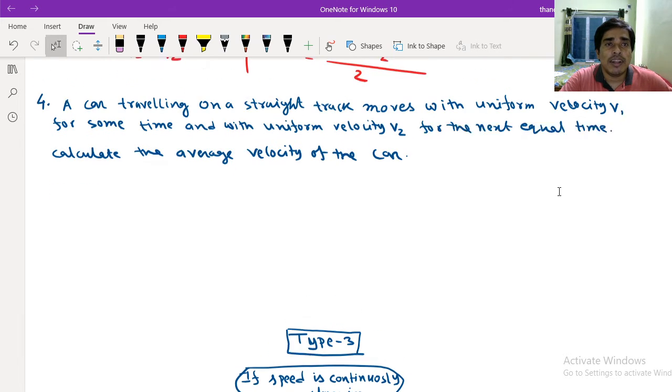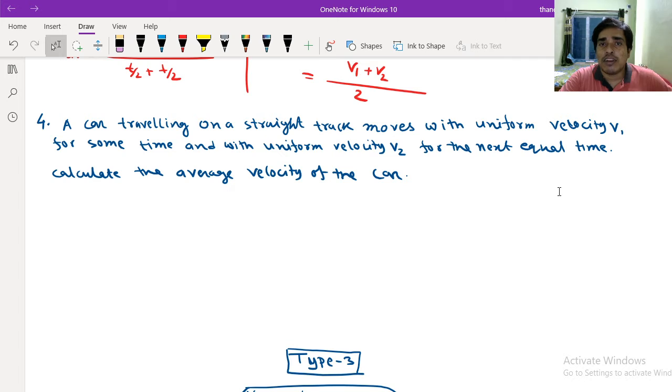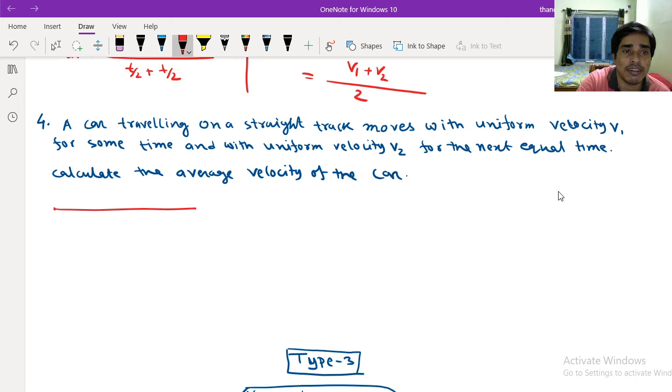This is the number 3 problem, and here is number 4. A car travels on a straight track, moves with a uniform velocity v1 for some time and with a uniform velocity v2 for the next equal time. That means the same condition, you have to calculate the average velocity. So this is the A point, this is the B point. Suppose the total time is t, half time means t by 2, here t by 2.